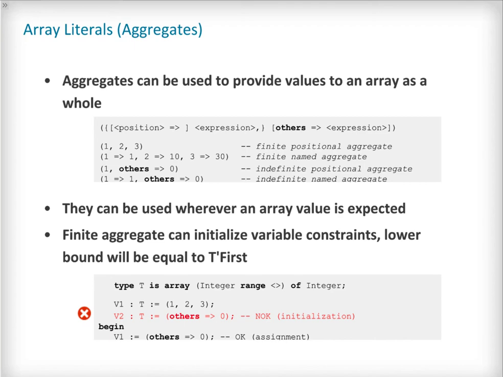With assignments, however, everything is clear and fixed. If I say V1 equals an aggregate which is written others => 0, I know that V1 has 3 elements. So I can deduce from this context that the aggregate needs to have 3 elements, and the compiler will indeed generate an aggregate of 3 zeros here.